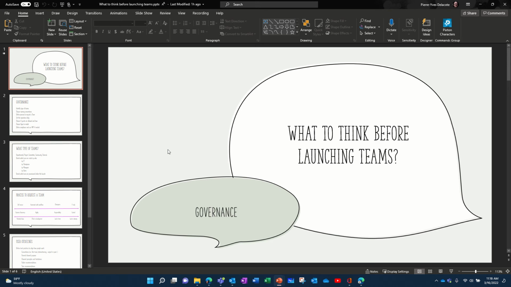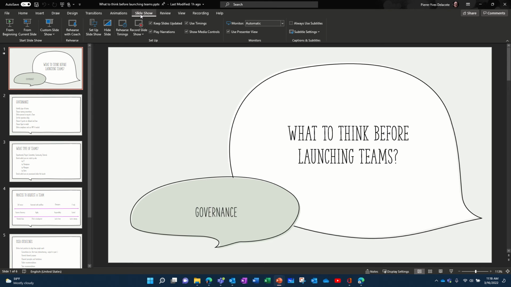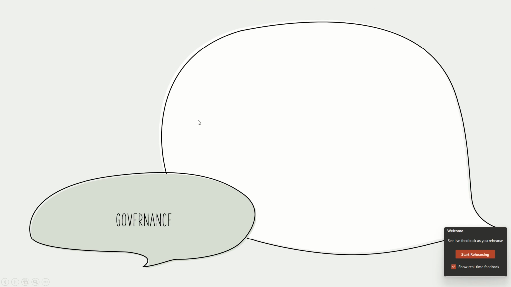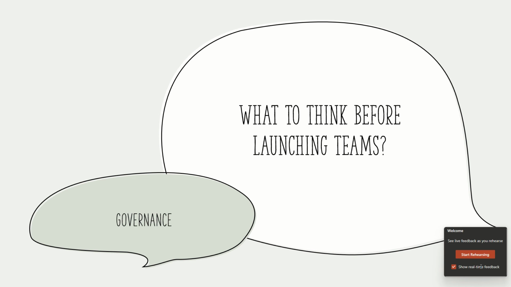So there is a gem in PowerPoint that is called Rehearse with Coach. So let's see how it works. In the tabs here, there's something called Rehearse with Coach. It's just like if I had a coach who was listening to what I was saying, and we'll see how it works. So let's play that. So I can start to rehearse here, see live feedback as you rehearse, and I'm going to just play for a few slides to see what it says. So let's start rehearsing.